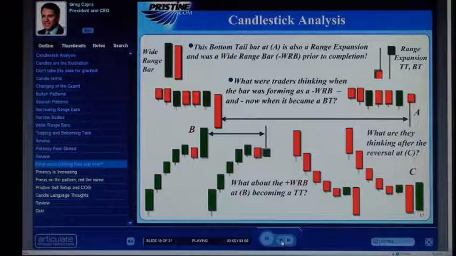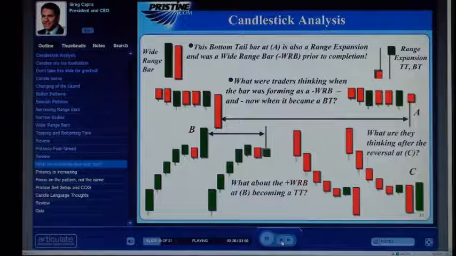What were traders thinking as these bars formed? What were they thinking at the completion of these bars? For example, our bottoming tail bar at A is also a range expansion, and it was a bearish wide range bar prior to completion. Put yourself in the bar. On the left side of the slide here, we have a breakdown. Right? A bearish wide range bar was forming. You shorted under the lows, and the bar looked like that big red bar while the bar was forming.